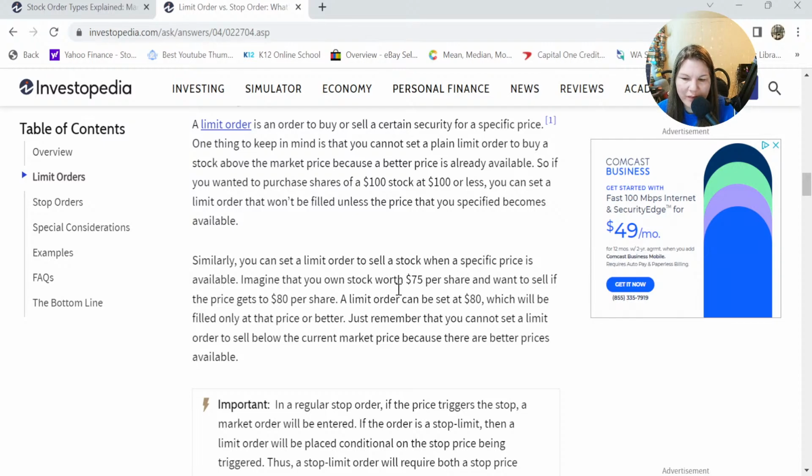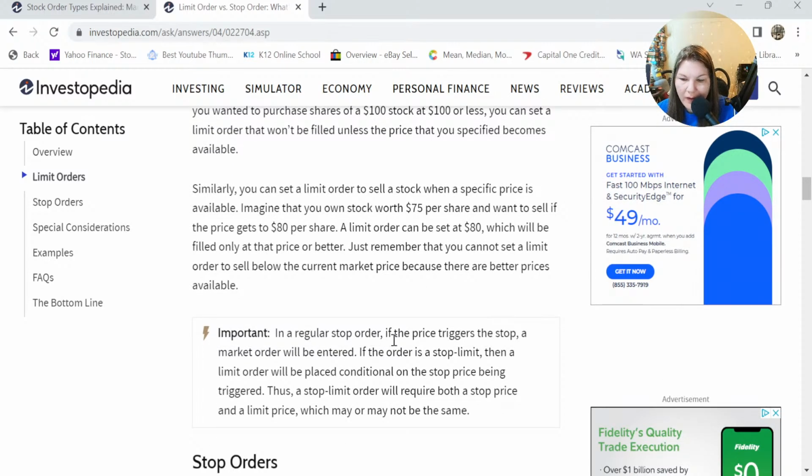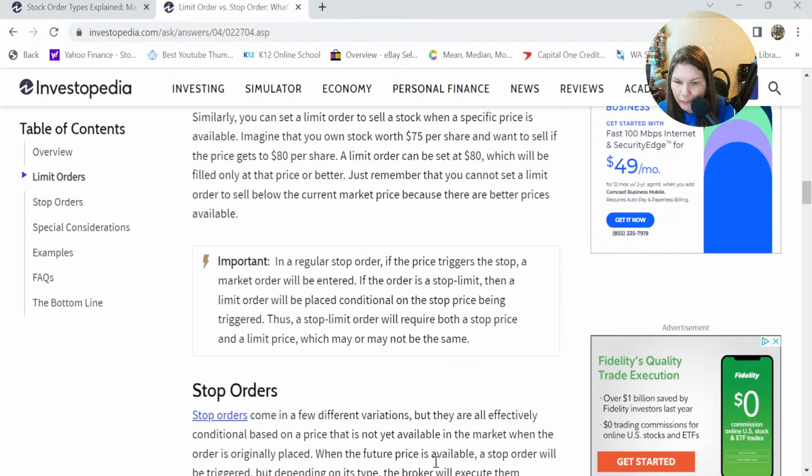Imagine that you own stock worth $75 per share and want to sell if the price gets to 80. A limit order can be set at 80, which will be filled only at that price or better. Just remember that you cannot set a limit order to sell below the current market price because there are better prices available. In a regular stop order, if the price triggers the stop, a market order will be entered. If the order is a stop limit, then the limit order will be placed conditional on the stop price being triggered. Thus, a stop limit order will require both a stop price and a limit price, which may or may not be the same. Okay, guys, so these are things you do for risk management.